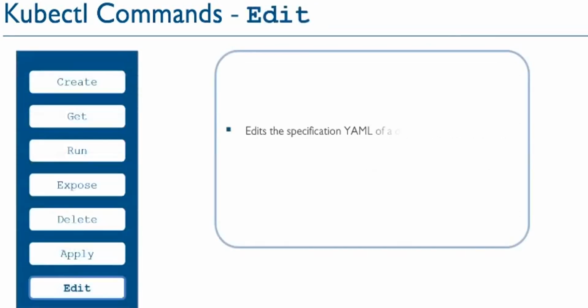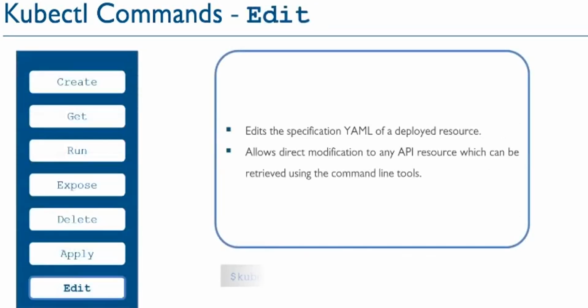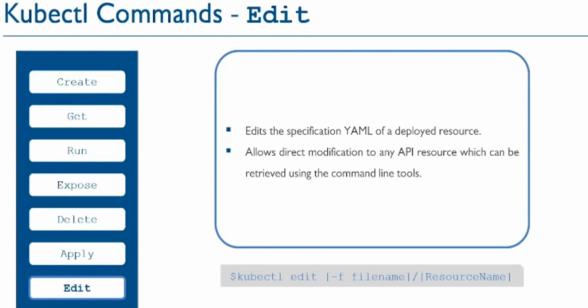The edit command is mainly used to edit a resource. Let's suppose it is already running and I want to edit it. So I can simply run the command kubectl edit. I can give the file name or I can also give the resource name directly, which resource you want to edit. And the edit command only works with resources that are already running in your cluster.